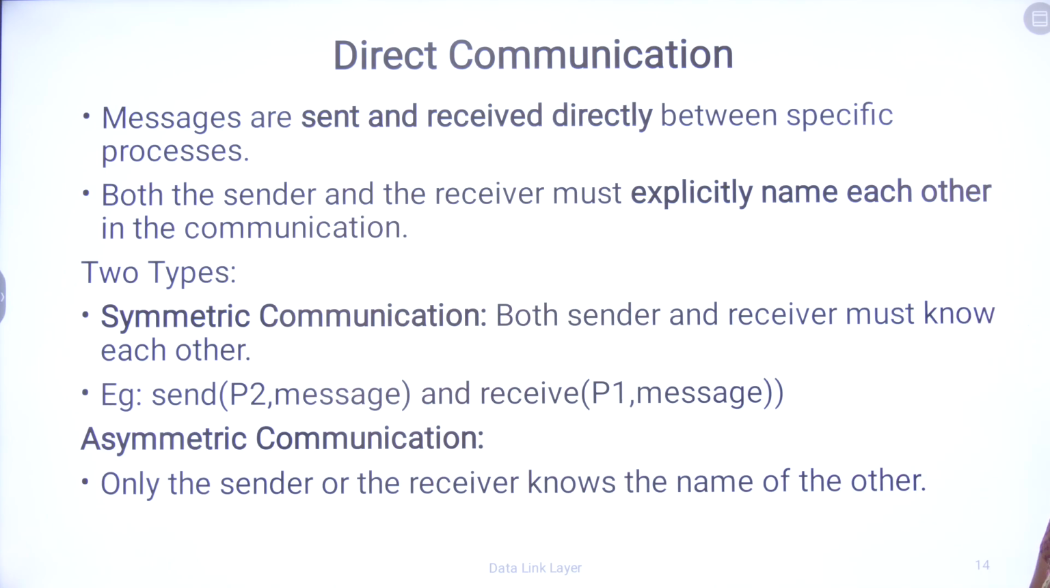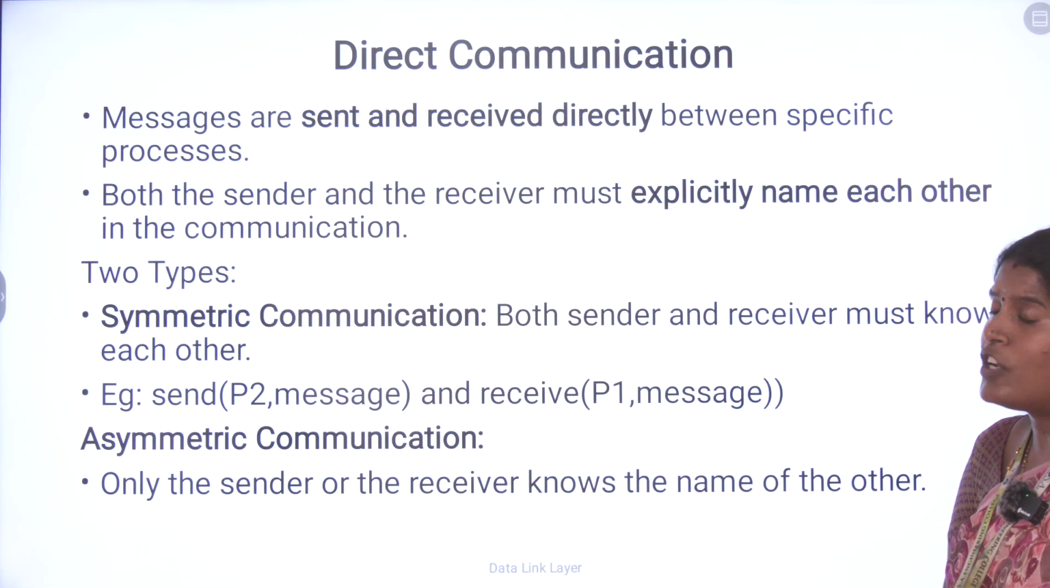Next, moving on to direct communication. In direct communication, the messages are sent and received directly between specific processes. Here both the sender and the receiver have to explicitly name which process is taking part in the communication. There are two types of communication involved in direct communication.